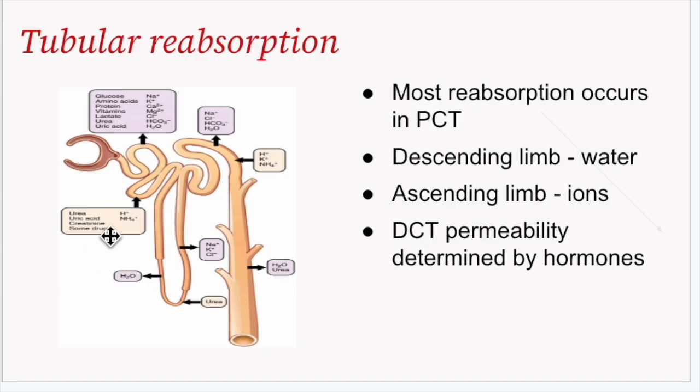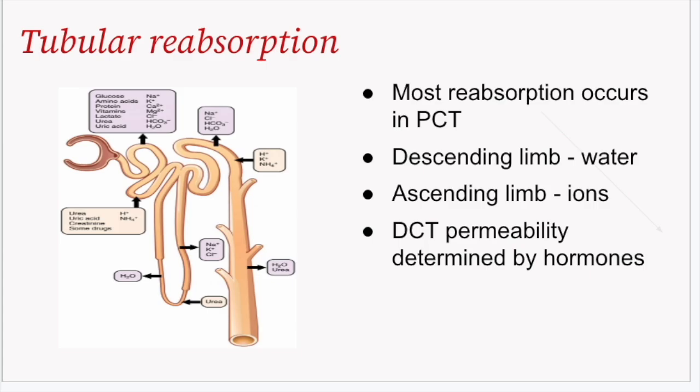So when we look at the PCT, that's where most reabsorption occurs. So amino acids, glucose, a bunch of different ions, lots of water gets reabsorbed in this area. The descending limb is where water can leave. The ascending limb is where ions can leave. And then the DCT, the distal convoluted tubule, it actually changes its permeability depending on what kind of hormones are available or around.